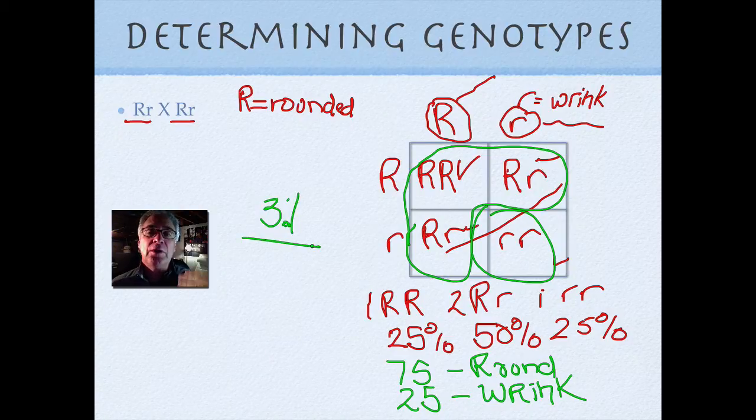So one of the things you can deduce is that a cross of heterozygous with heterozygous is always going to get you a 3-to-1 ratio. And that'll be helpful in some of the other problems that we have down the road. So if you remember, heterozygous means a 3-to-1 ratio, 75-25. That'll help you a lot and actually expedite some of your problem solving.